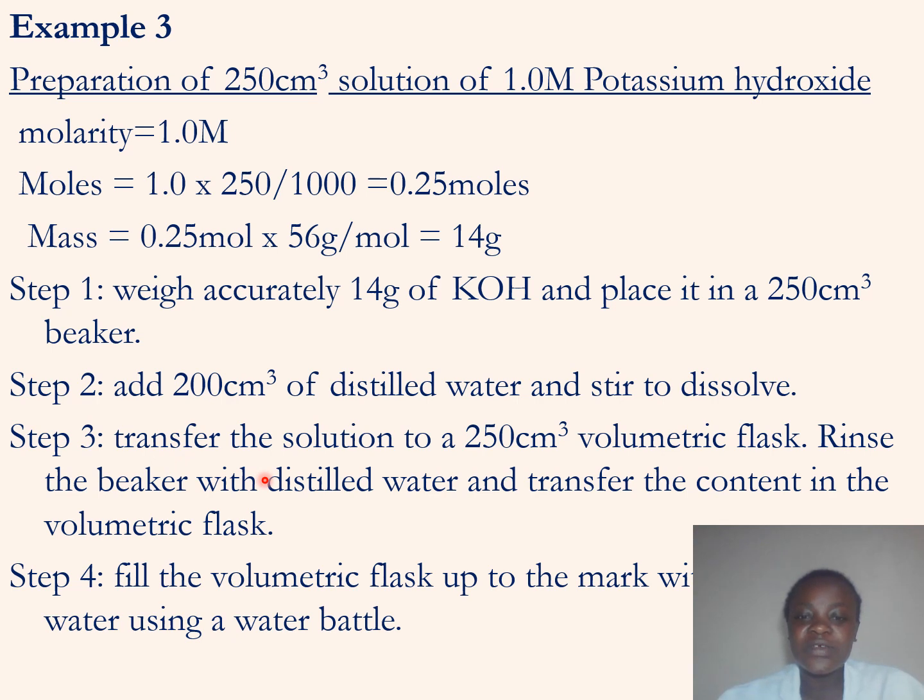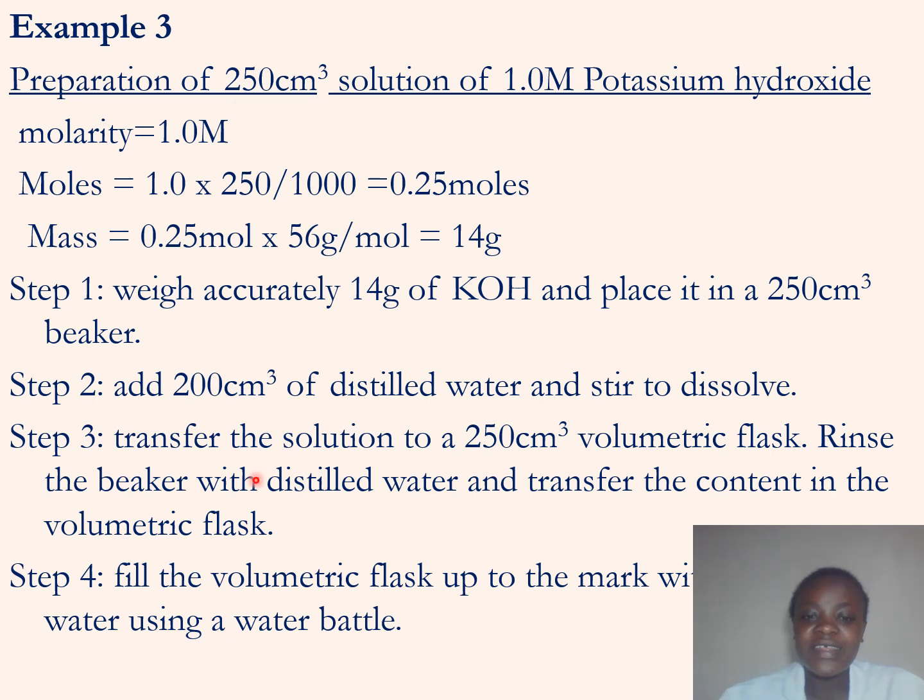Then transfer this solution to a 250 centimeters cubed volumetric flask. So the volumetric flask is what we should consider when we are measuring, when we are given these volumes. So if we are to prepare a solution of 250 centimeters cubed, we cannot use a 100 centimeters cubed volumetric flask. We must use a 250 centimeters cubed, so that when we top to the mark, the volume of the solution will be exactly 250 centimeters cubed. Remember, this distilled water we are adding using a wash bottle.